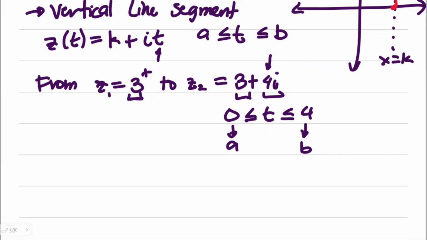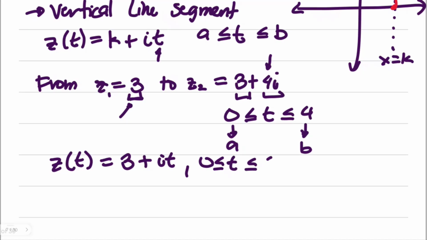So in short, your z of t is indicated by your k plus it. Your k is actually indicated as your 3 in this case. So you have 3 plus your i t, where your t starts from 0 to 4, because it's the value that will change here.